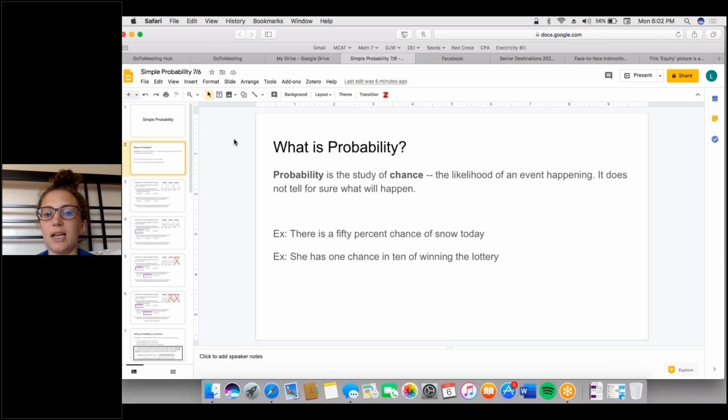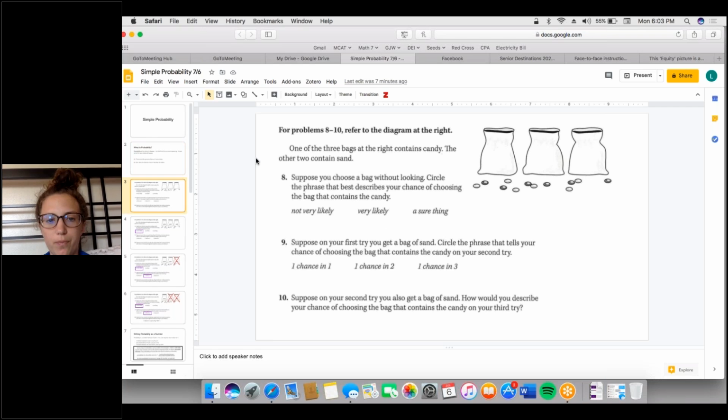Some examples, like you could see probability in the weather, there could be a 50% chance of snow, which means it might or might not snow. It doesn't tell you for sure what's happening, or you could have a 1 chance in 10 of winning the lottery. So when we talk about probability, we're saying, will something happen? Is it definitely going to happen? Is it definitely not going to happen? Is it likely or unlikely? So we can use qualitative terms, or we can use quantitative numbers, and we'll see both in this video. So to just see it in an example, we can talk about probability in regards to picking a bag.